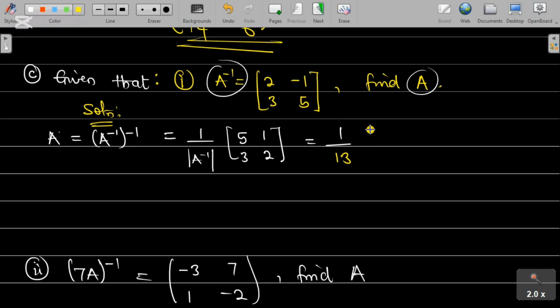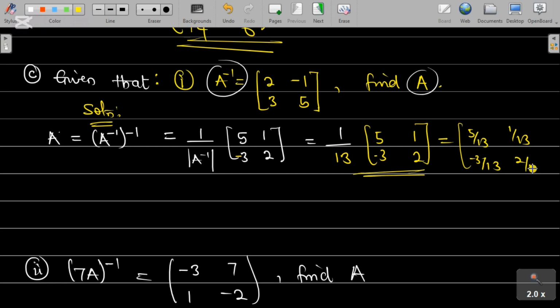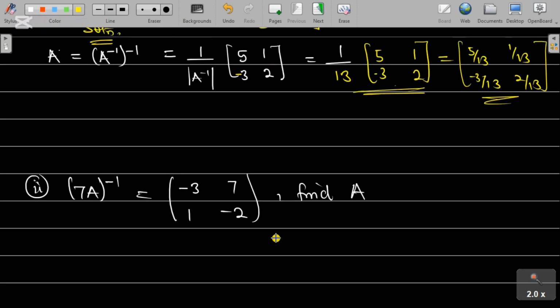Okay, and then we'll now have 5, 3, 1, and then 2. Sorry, this is supposed to be minus 3. So here should be minus 3, and then here should be 2. And that is the value for your a. You may choose to bring this 13 into your bracket, so you are going to have 5 over 13, 1 over 13, minus 3 over 13, and then 2 over 13. So whether you stop here or here, your solution is the same.